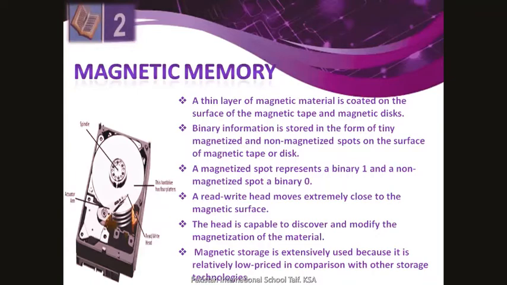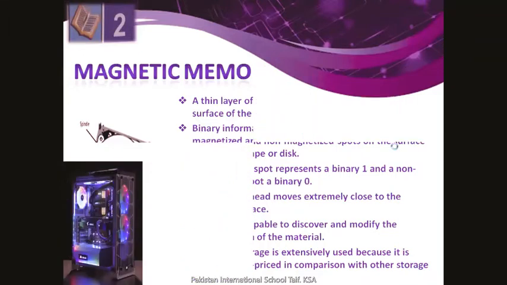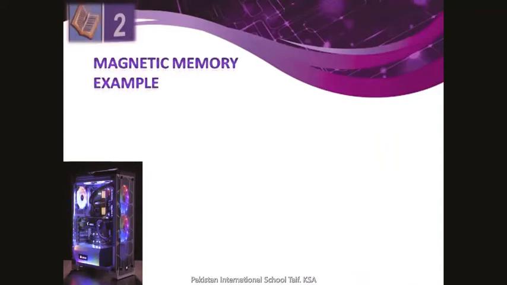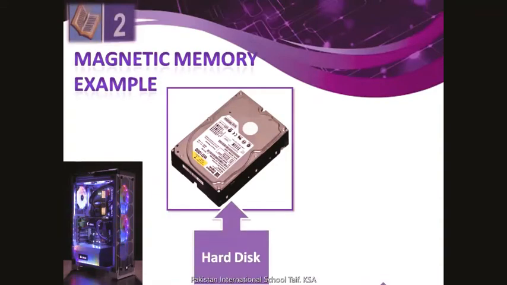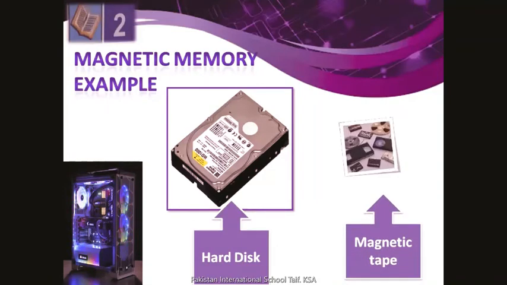Magnetic storage is extensively used because it is relatively low priced in comparison with other storage technologies. So it has a low price and it can save a large amount of data on a permanent basis. Magnetic storage is extensively used because it is relatively low priced in comparison with other storage devices, and it can save a large amount of data for the computer. The types and examples of magnetic memory are hard disk and magnetic tape.